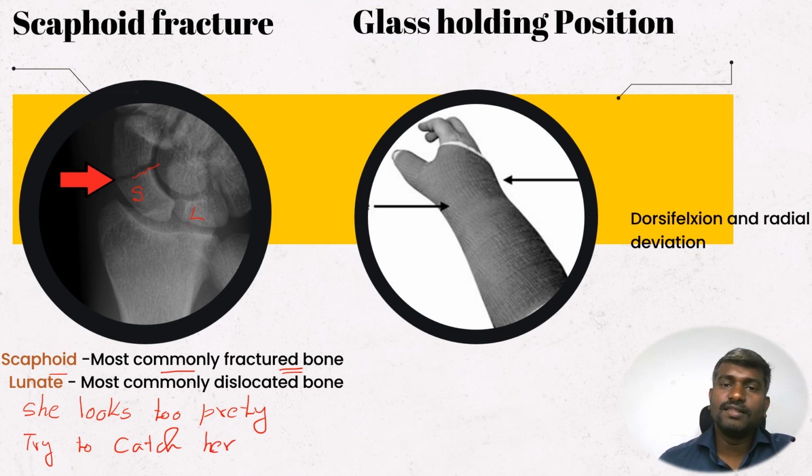Yes, and this is going to be the glass holding position, also called the scaphoid cast. And the patient is going to have what? Dorsiflexion and radial deviation.